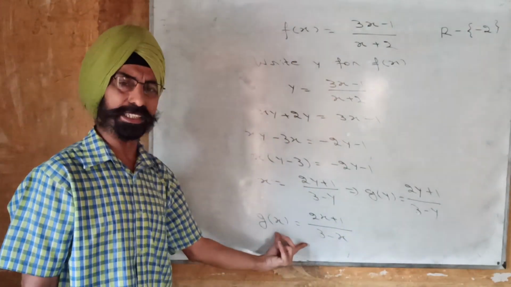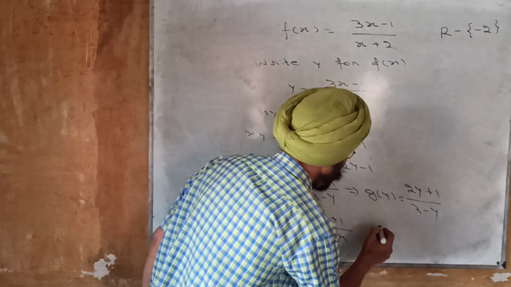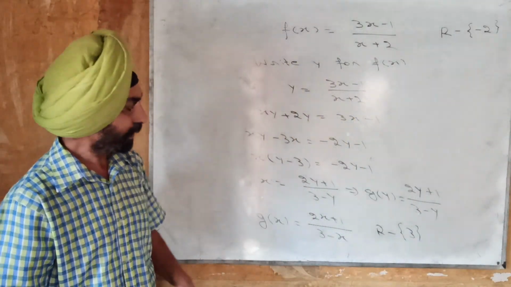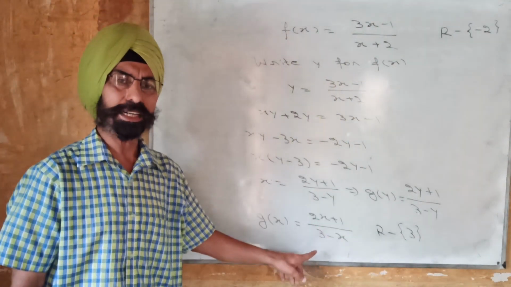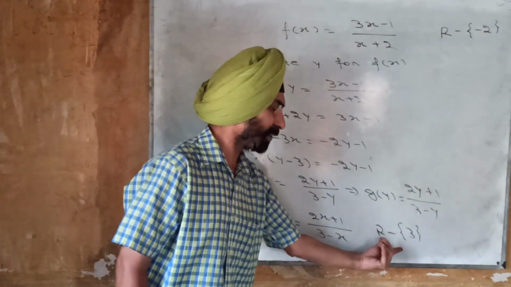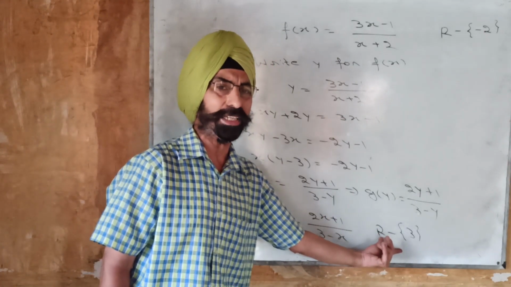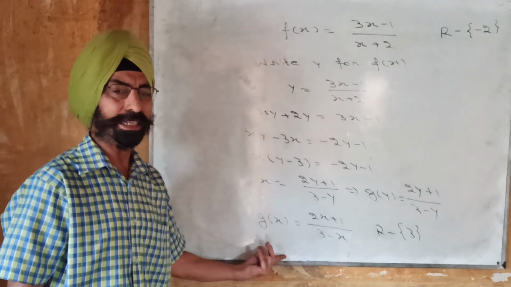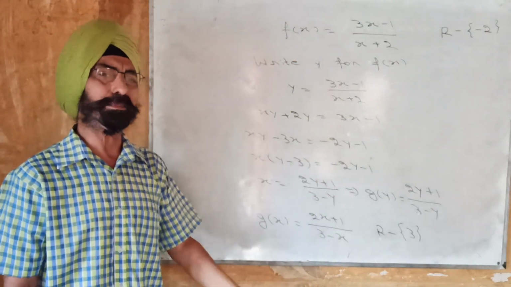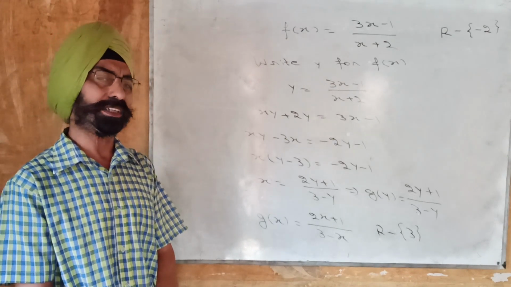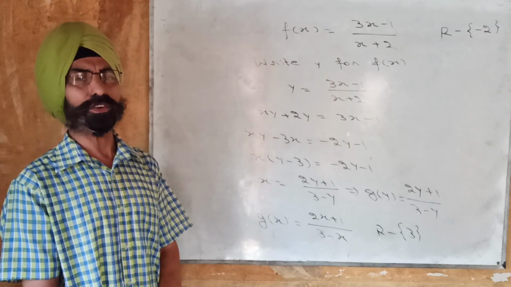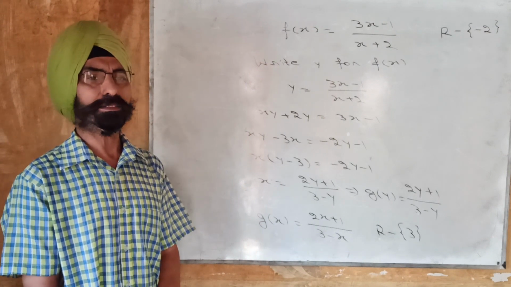Here, the domain of this function is the set of all real numbers other than 3, because 3 will make the denominator 0 and the quantity undefined. So 3 is not in the domain of this function, and this R minus 3, that means the set of all real numbers other than 3, which is the domain of the inverse function, is actually the range of the given function f(x). So this is the method to find the range of a function as well. So we have obtained the method to find the inverse of a function and the range of a function.